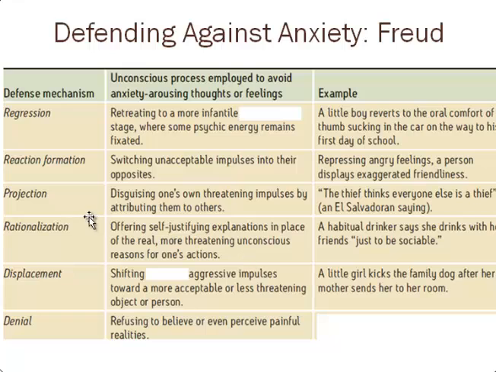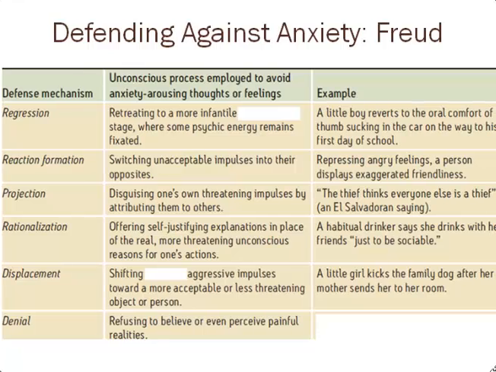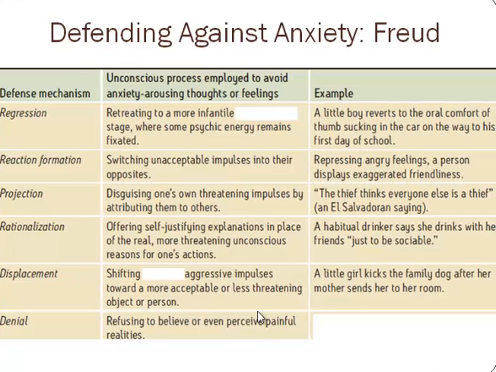Rationalization. Another way people deal with anxiety about their own behaviors is that they rationalize it. A habitual drinker says, it's okay, I'm not really drinking very much. I'm not drunk. I'm just drinking socially. Displacement is shifting aggressive impulses towards a more acceptable or less threatening object or person. This is actually something that might help. So, some of these are good, some of these are bad, all of these probably have their place and can be good in some ways and bad in others.